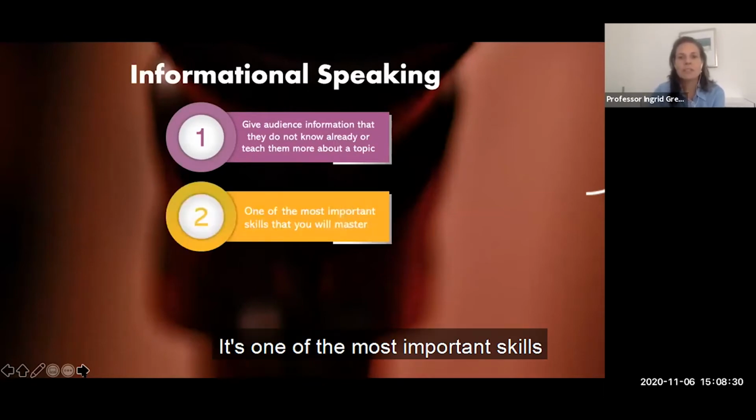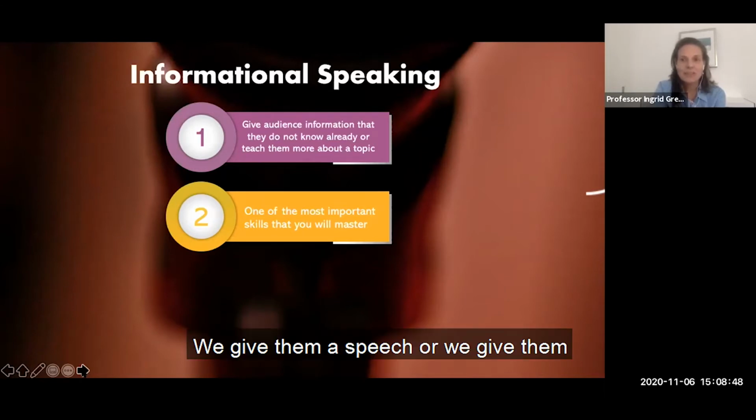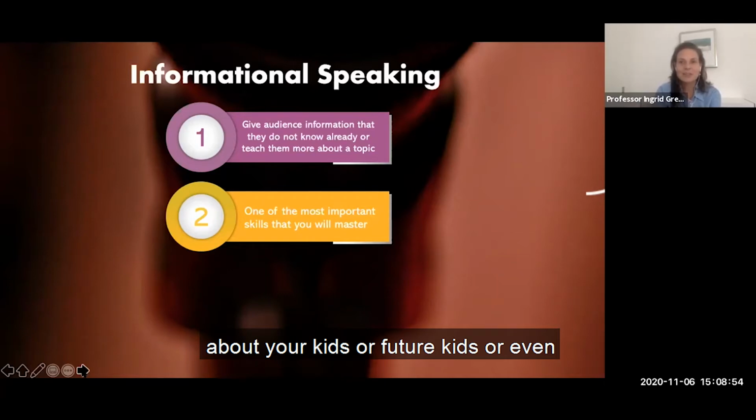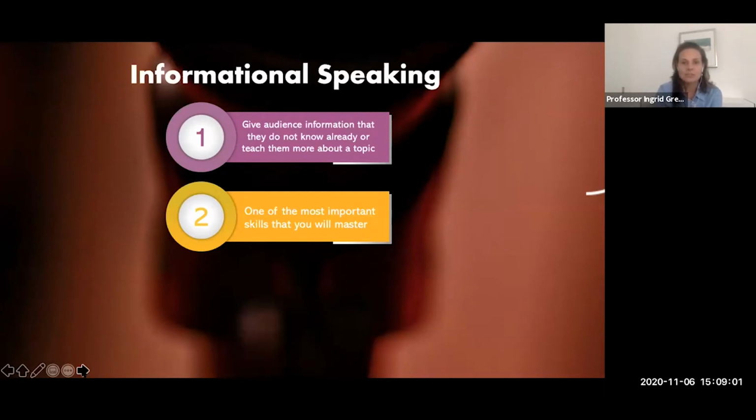It's one of the most important skills that you will master, right? Because throughout our lives, throughout the business world and personal experiences, very often we'll have to give an informational speech. When we talk to our kids, we don't necessarily give them a manual for different things. We give them a speech or we give them information verbally. So you can think about talking to your kids or future kids, or even telling your parents about the type of day you had at school. That's an informational speech.